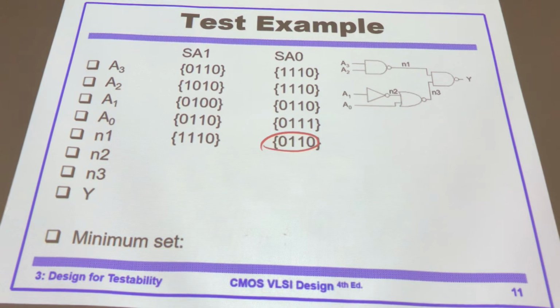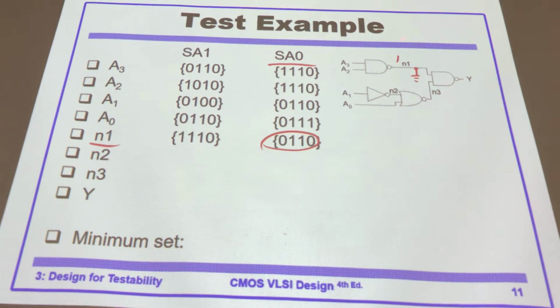For this N1 stuck-at-0 fault, how do we test it? For N1 stuck-at-0, you should try to give 1, right?